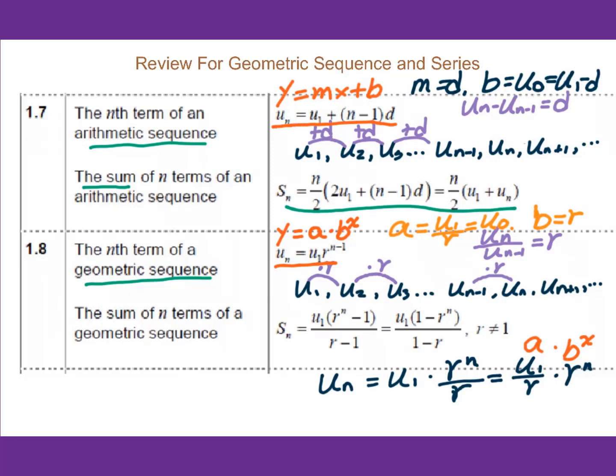For the sum, you have two formulas for S sub n of an arithmetic sequence. For the geometric sequence, you have two formulas too. When r is greater than 1, we use the first one. If r is less than 1, normally we use this one, because we want to keep the denominator as a positive number. So when r is greater than 1, we use r minus 1. When r is less than 1, we use 1 minus r.